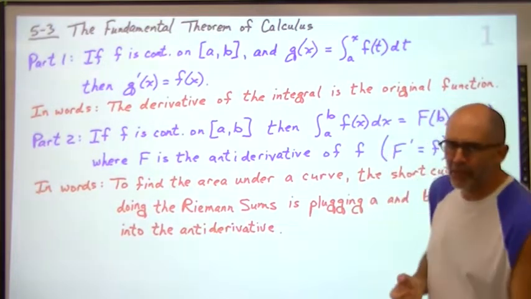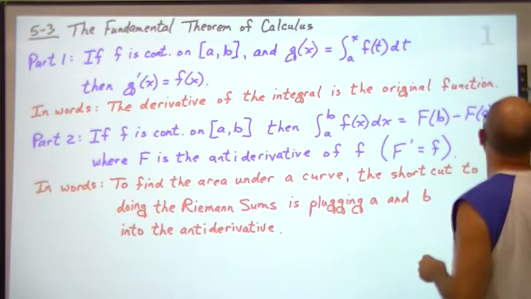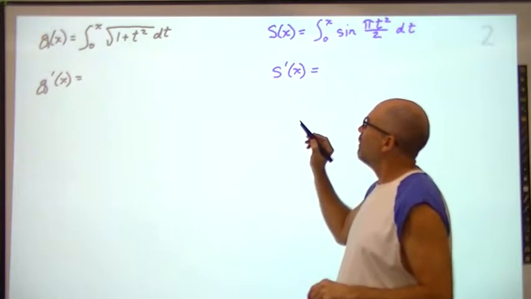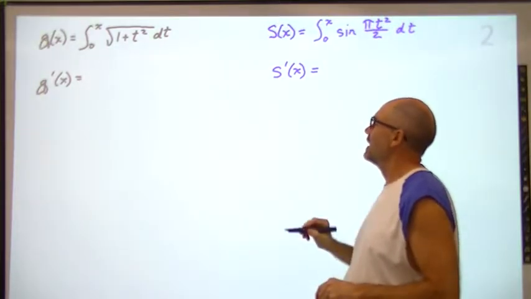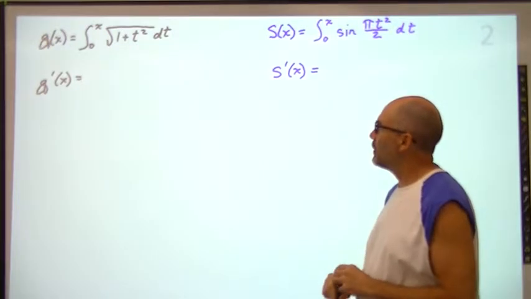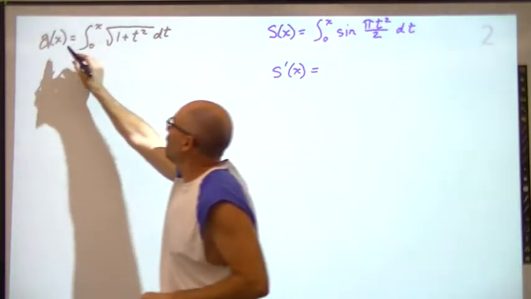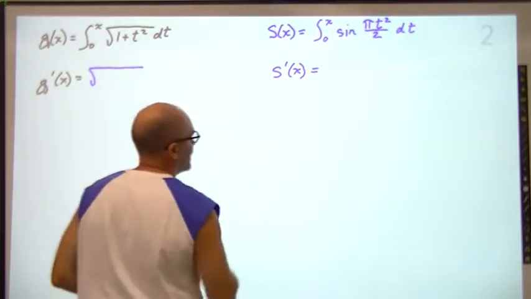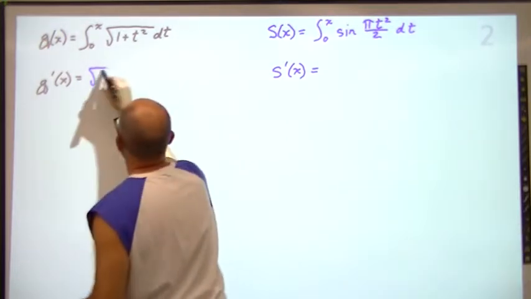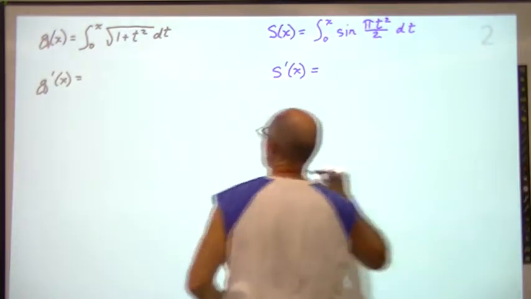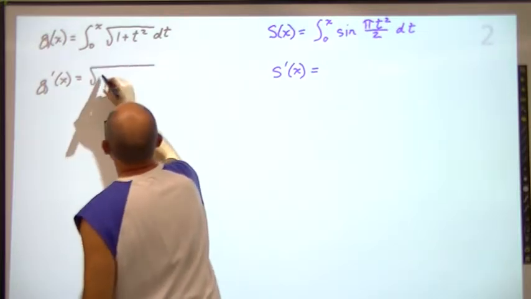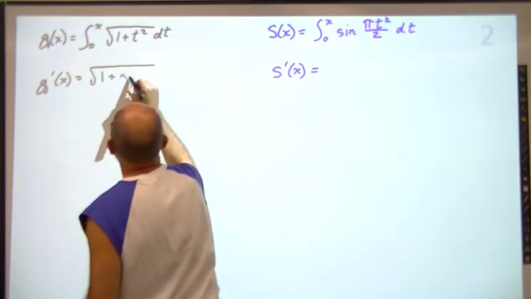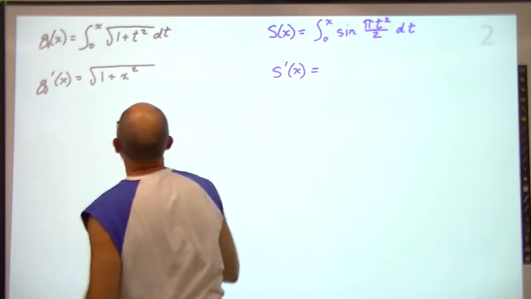So let's try some stuff here. g of x is the integral from 0 to x of the square root of 1 plus t squared dt. Find g prime of x. Now, fundamental theorem says that if I want the derivative of this whole thing, all I do is put the x value into the function of t. And that's it, game over.